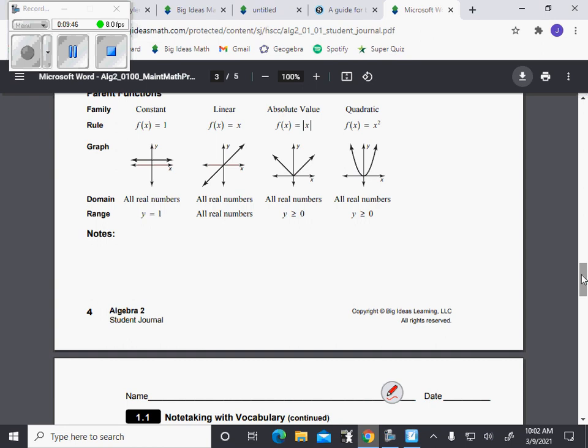Domain. How do I remember the difference between domain and range? Domain is left and right. If you can imagine a king standing at his castle talking out to the people with his arms out wide, this is my domain. Think as far out wide as you can reach your hands, as far as you can see left or right, that's your domain. Your range is up and down.